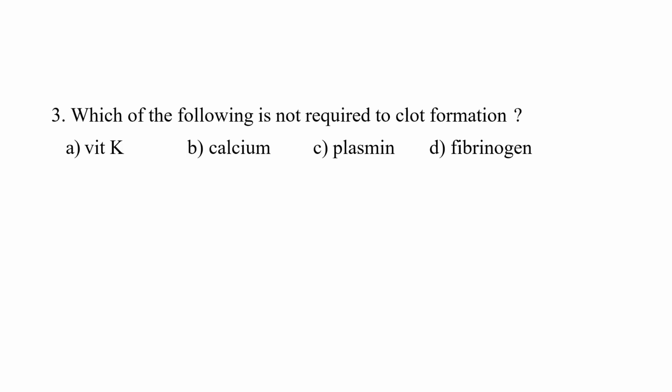Third question, which of the following is not required for clot formation? The options are vitamin K, calcium, plasmin and fibrinogen. So the answer is C, plasmin. Other components are used for clot formation. They are involved in the clotting mechanism.